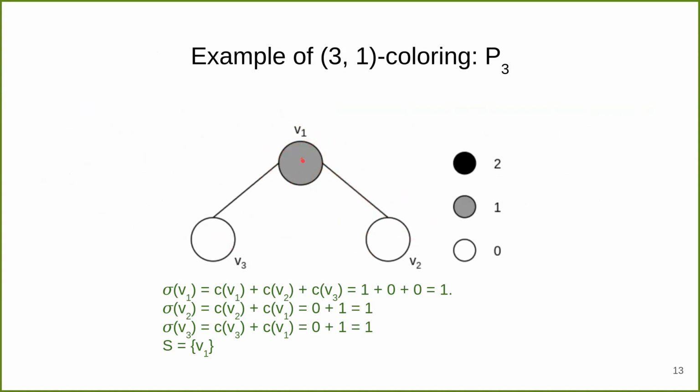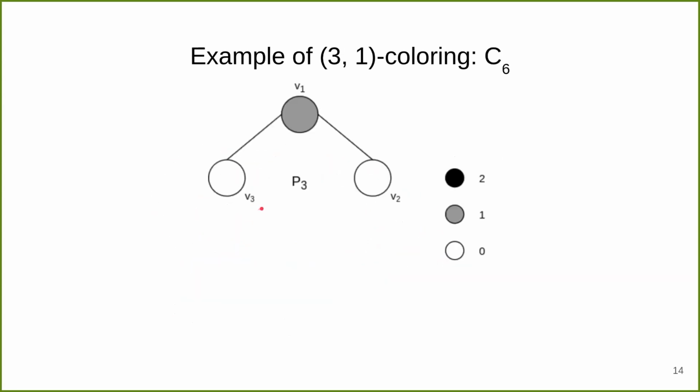For example, the coloring sum for V1 would be the coloring of V1 plus the coloring of V2 plus the coloring of V3, which will be 1 plus 0 equals 1. And so since each coloring sum for each vertex is equal to 1, we can say that this is a 3-1 coloring for P3.